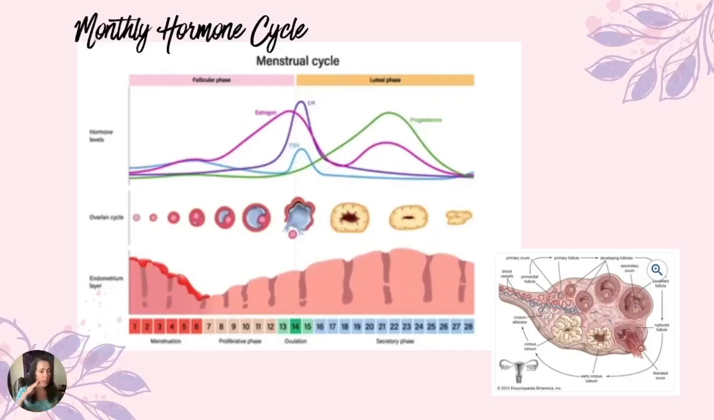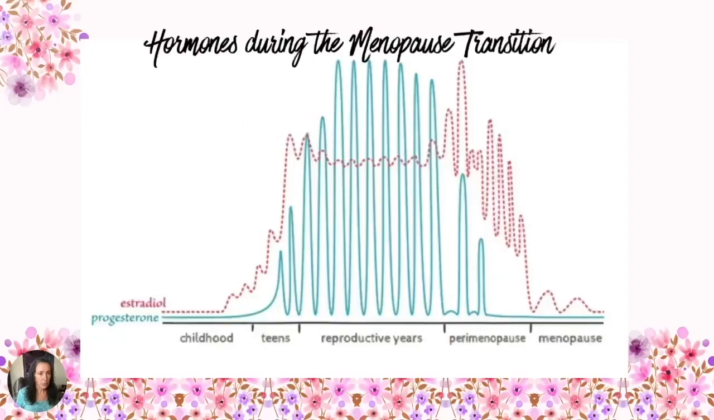And so there's a normal ebb and flow to our cycle every month. Estrogen primarily in the first half, progesterone primarily in the second half, and it just ebbs and flows. There's a rhythm to it. Then what happens when we arrive at perimenopause?